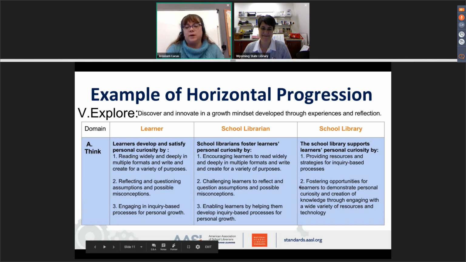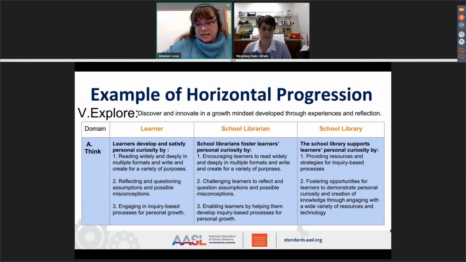Yeah. So here's an example of what it looks like. And I just typed this out, so I'm hoping I don't have any typos on here, instead of a page from the book, because it was just going to be too hard to read. I called it a horizontal progression, but I'm not really sure that that's true. So for the domain Explore, which has the Roman numeral V in front of it as the fifth domain, or the fifth shared foundation, and then its key commitment is to discover and innovate a growth mindset.